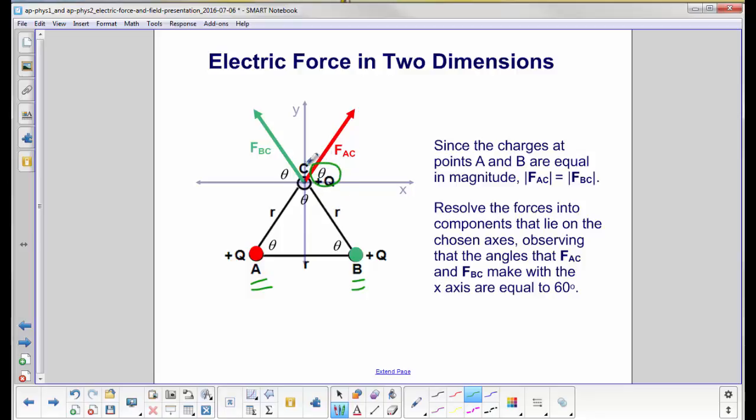Look at this. I've already labeled these angles theta. Why? How was I able to do that? Well, let's see. Let's extend this line out here. So this line connecting A and B is parallel to my x-axis here. And note that this angle theta is the same as the angle here. By the corresponding angle theorem, they're the same. So if this is 60 degrees, this also is 60 degrees.